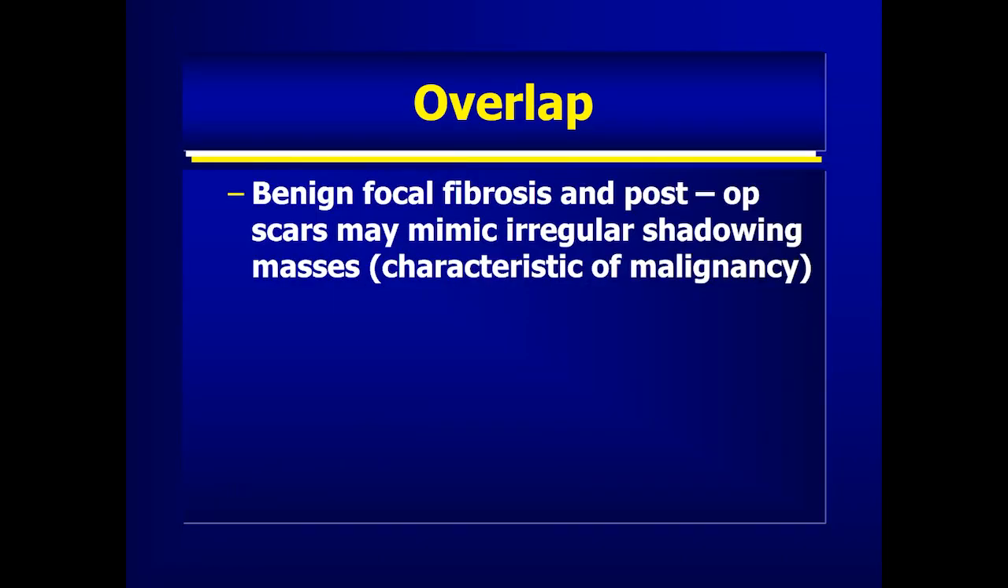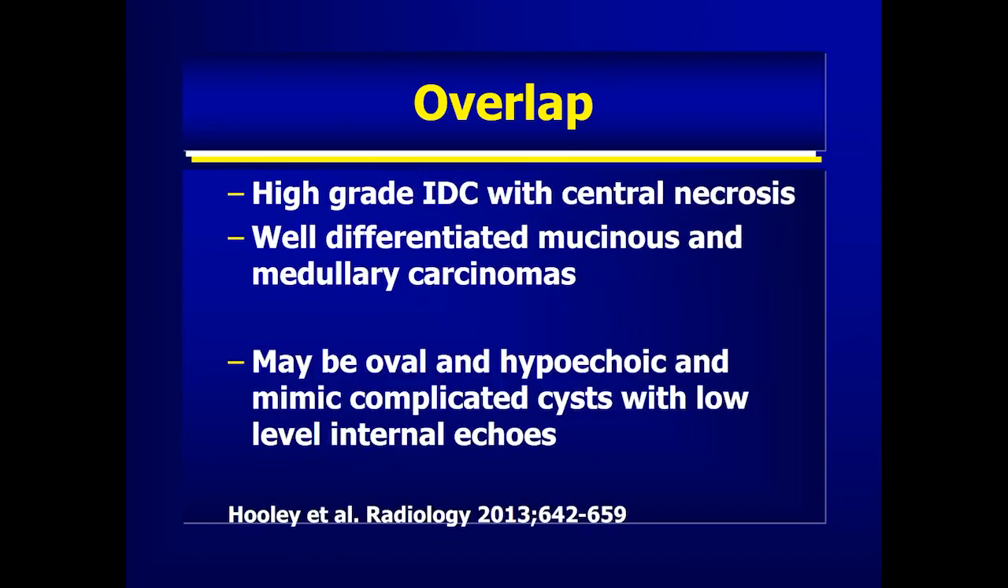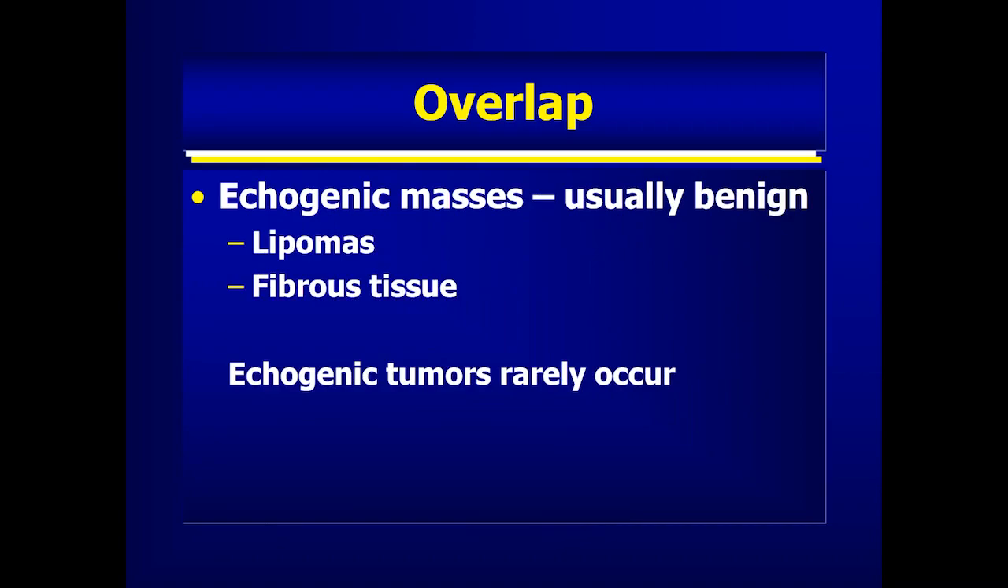There can be overlap. There could be some benign focal fibrosis or postoperative scars that could mimic irregular shadowing that would be characteristic of malignancy. For example, a high-grade invasive ductal carcinoma with central necrosis or a well-differentiated mucinous and medullary carcinoma, they could look oval and hypoechoic and mimic a complicated cyst with low-level internal echoes. So there can be some overlap, and we have to basically be very careful, use detailed scanning, use all of our tools at our disposal.